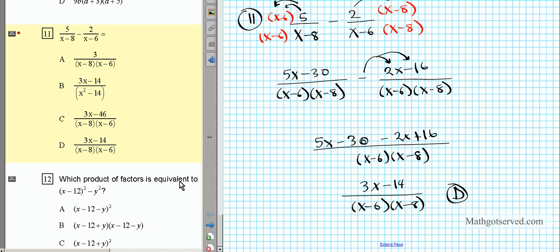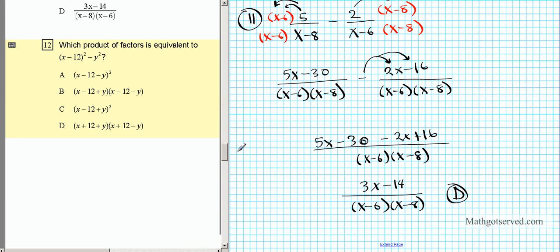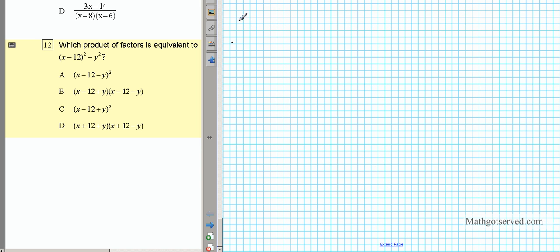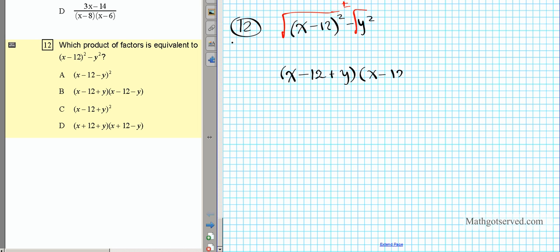All right, now let's move on to question number 12. You're supposed to factor that expression. So, for number 12, factor x minus 12 squared minus y squared. To factor this, you read the first and the last, and you add and subtract the square roots. So if I read the first, I'll get x minus 12 plus y, and then x minus 12 minus y.